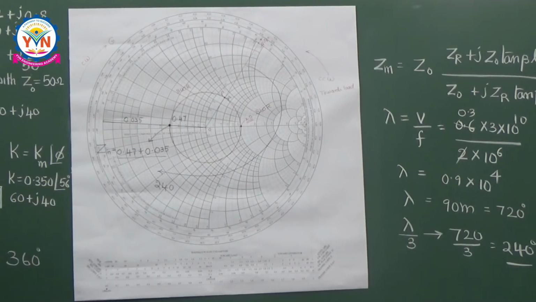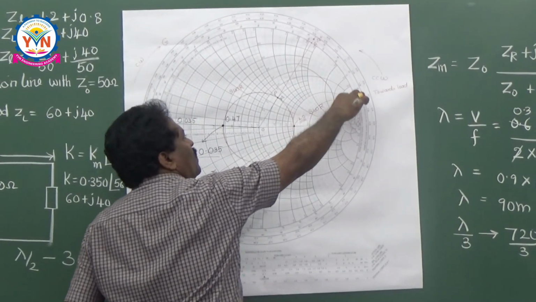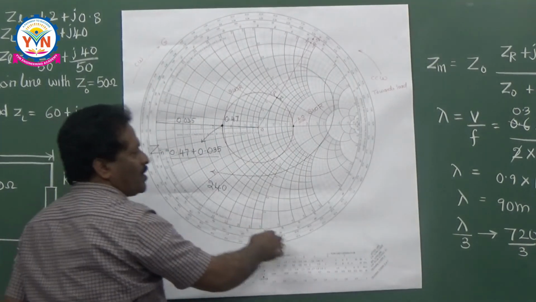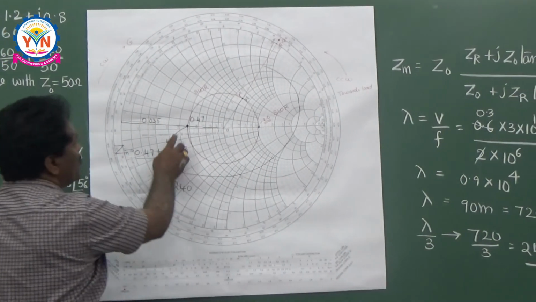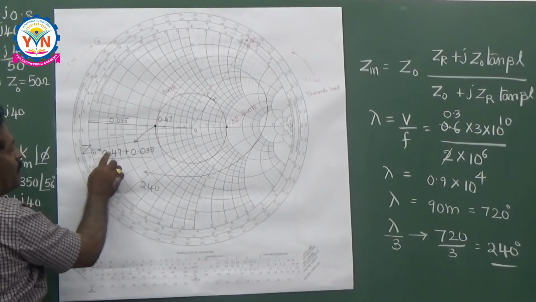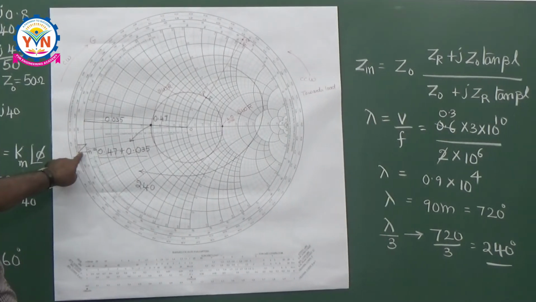Very simple, friends. From this basic line, you have to move 240 degrees toward the generator like this, because lambda by 3 corresponds to 240 degrees. Then identify this point here. That point is nothing but 0.47 plus j 0.035. This is nothing but the normalized impedance.